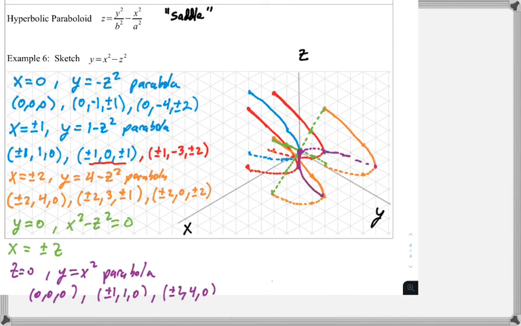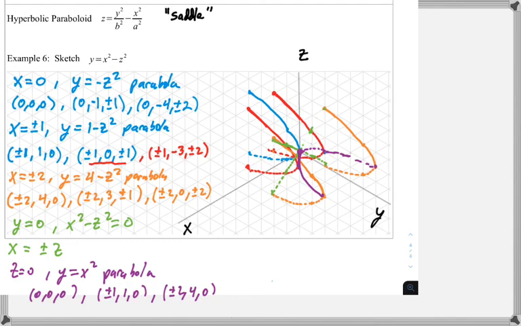Okay, and so this parabola I have in purple is kind of like the main parabola that all these other parabolas are going to come off of. So you got the orange, and then you got the red, and then you got the blue. So all those parabolas are coming off of the purple parabola there to form our saddle. Okay.